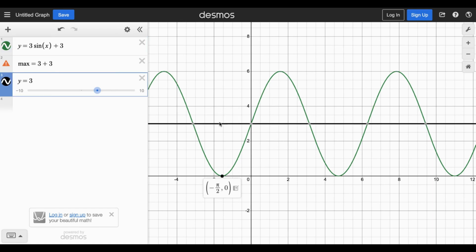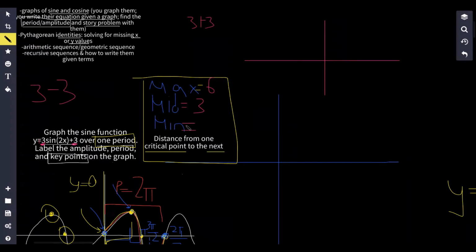And you can see how this works here. 3 minus 3 gives me 0, which represents my minimum point. So my minimum point right over here is 0.